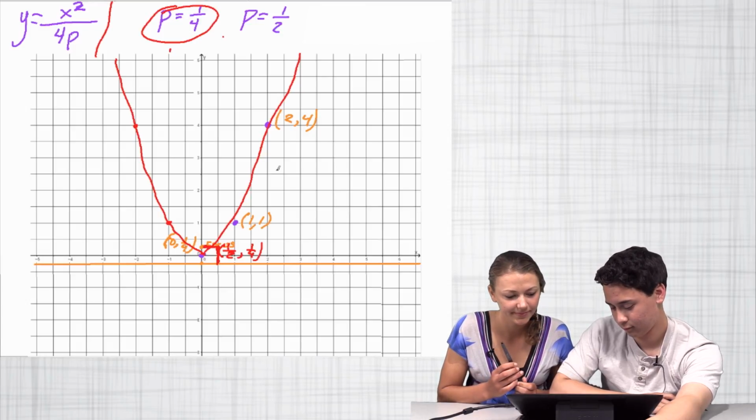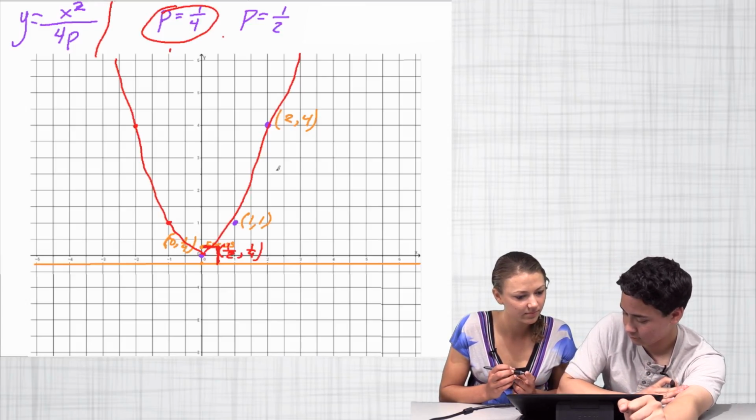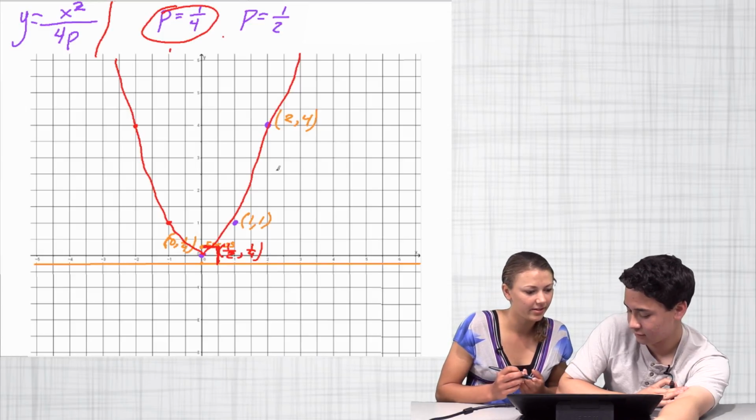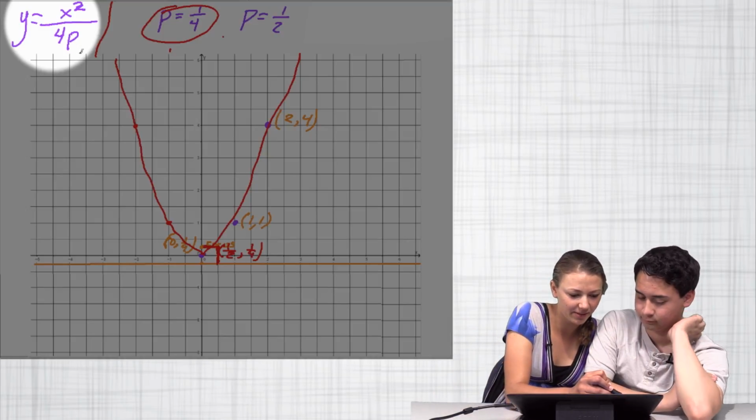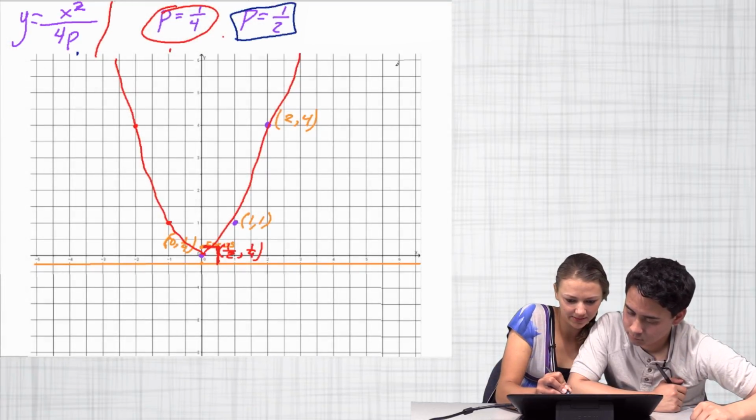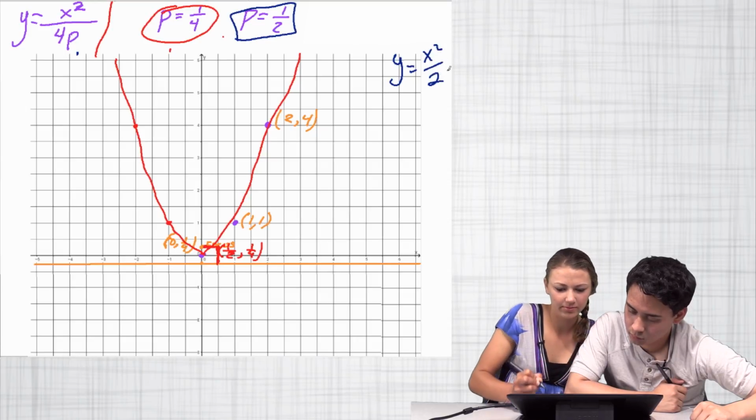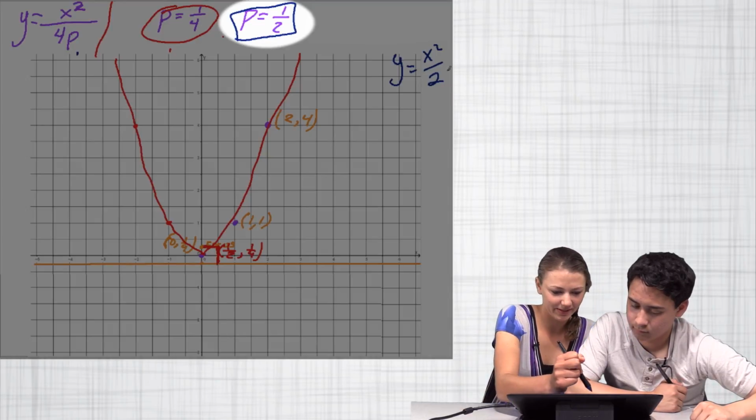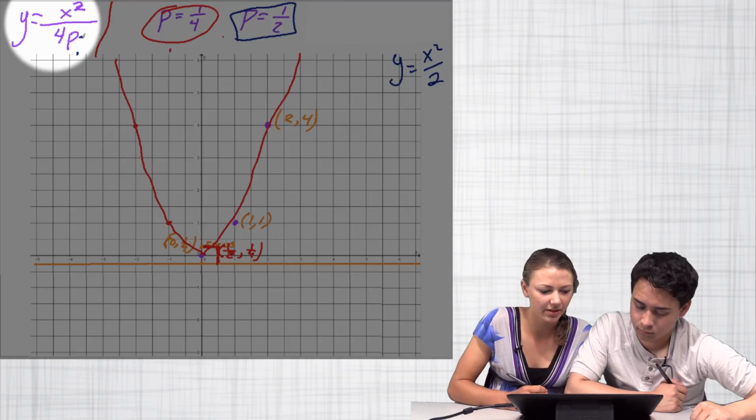And then go ahead and graph the parabola when p equals 1/2. Okay, so we're going to start off by plugging it into our big equation. We're going to say this one is in this color. So we're going to say y equals x squared over 2. And we got that because we plugged in our 1/2 into this equation for p.